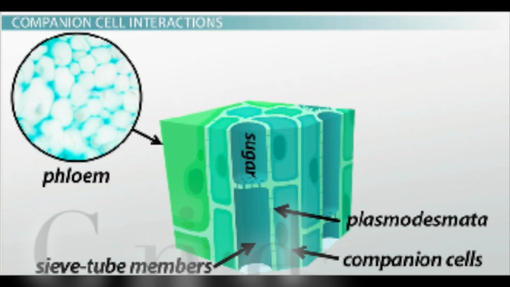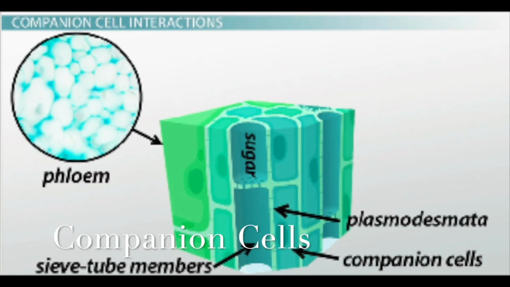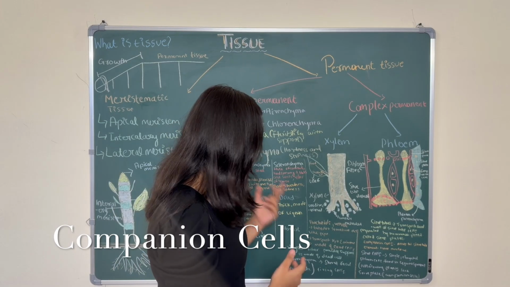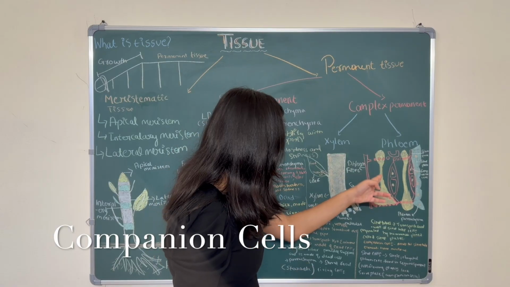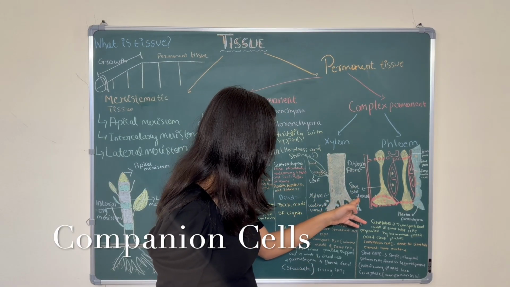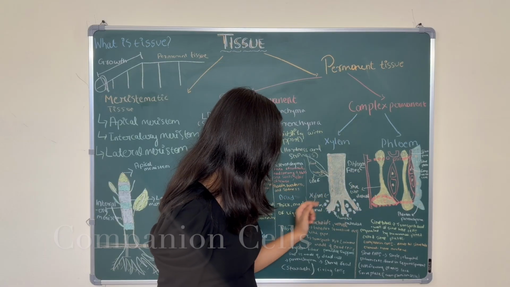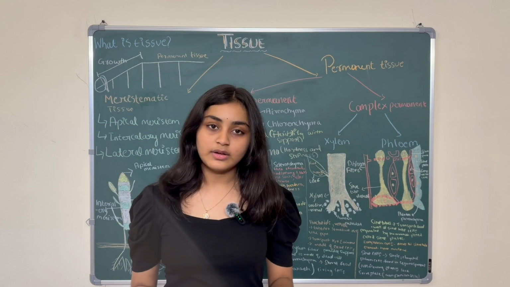Now, companion cells are the only ones that have a nucleus. Sieve cells do not have a nucleus. Companion cells have the nucleus. Okay, and the companion cell is next to the sieve tube element. This is our companion cell. It is next to the sieve tube element, and it has a nucleus inside it.